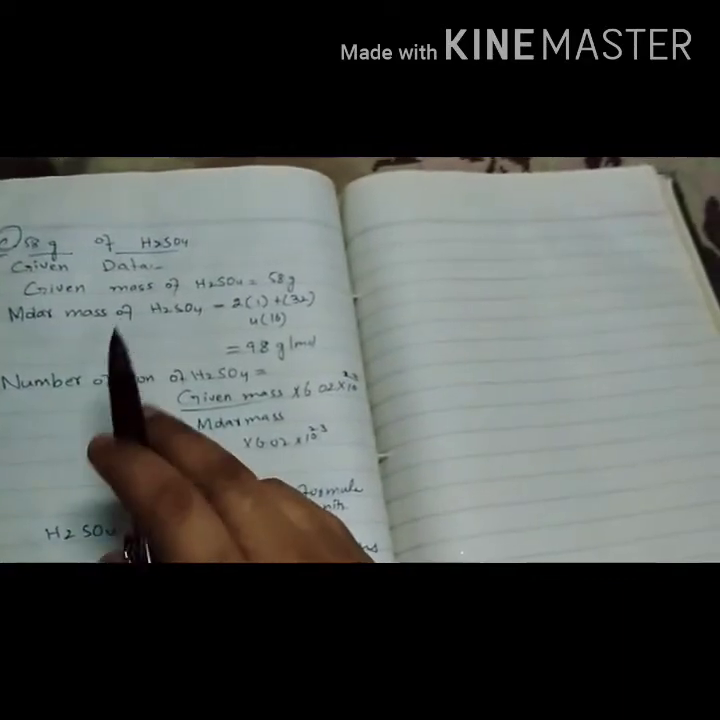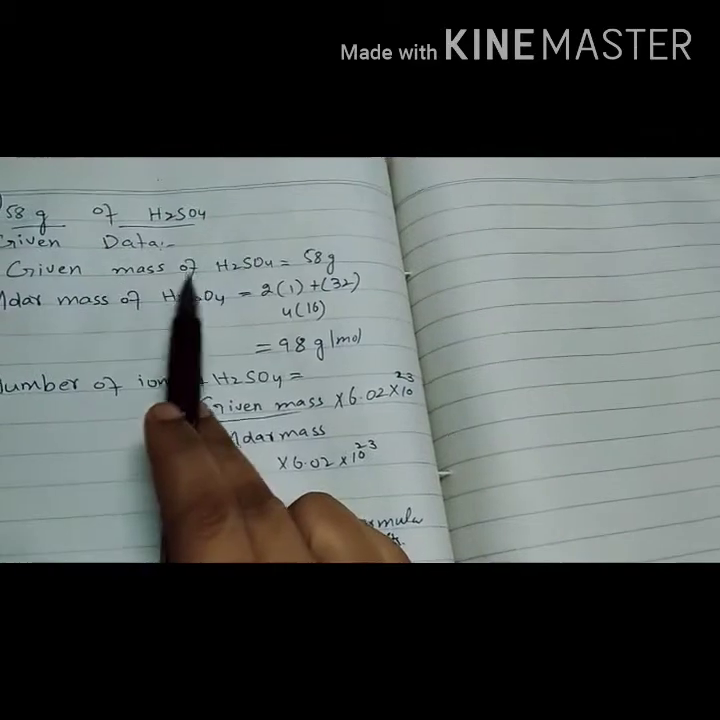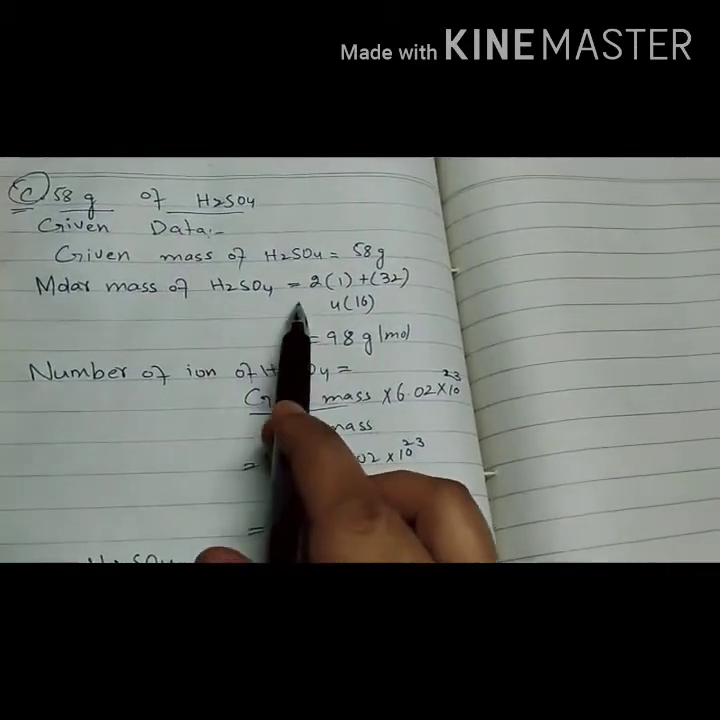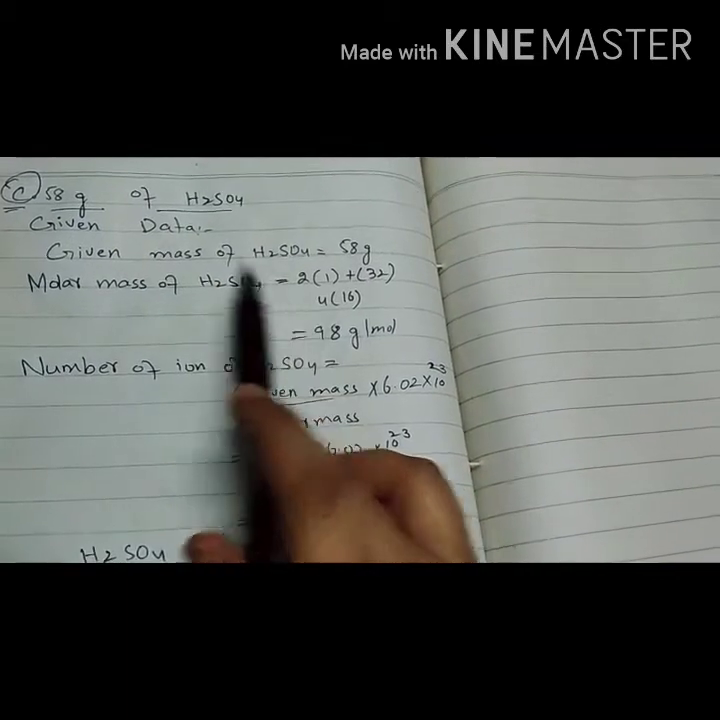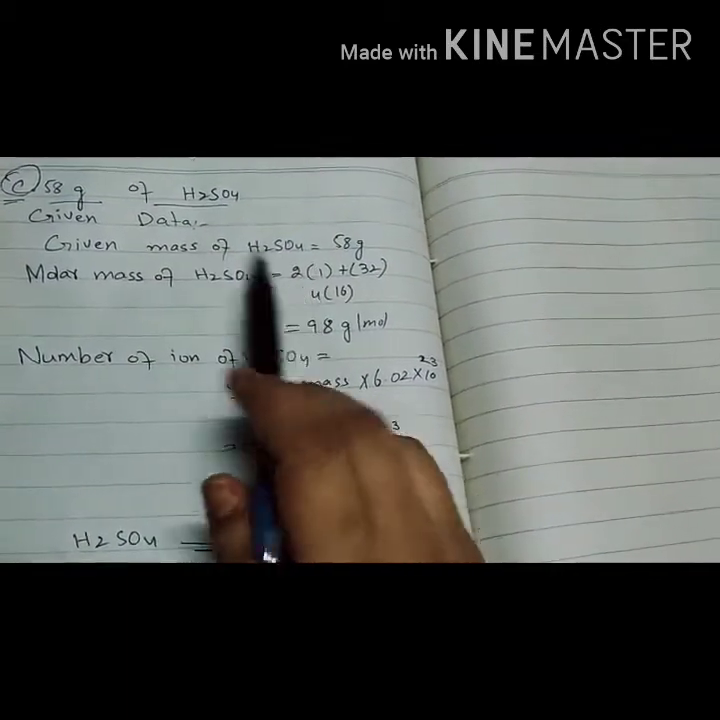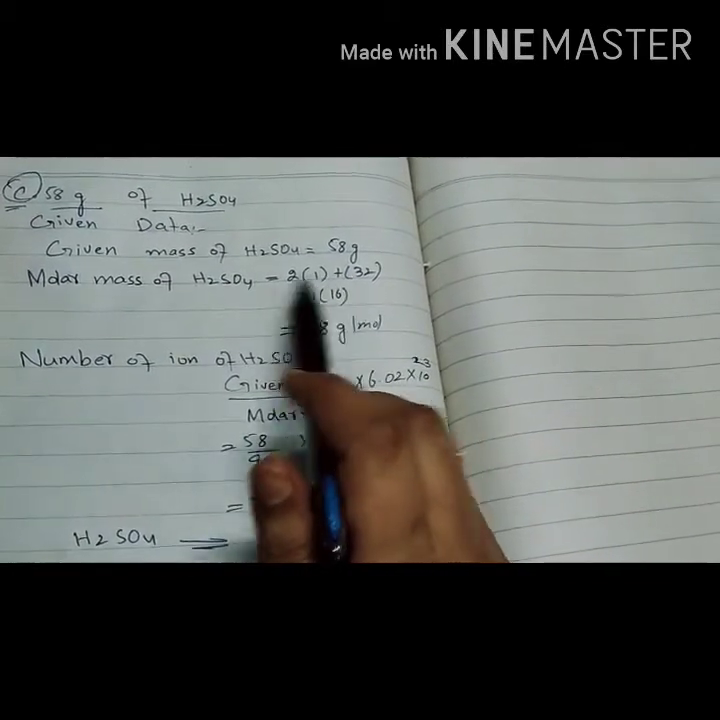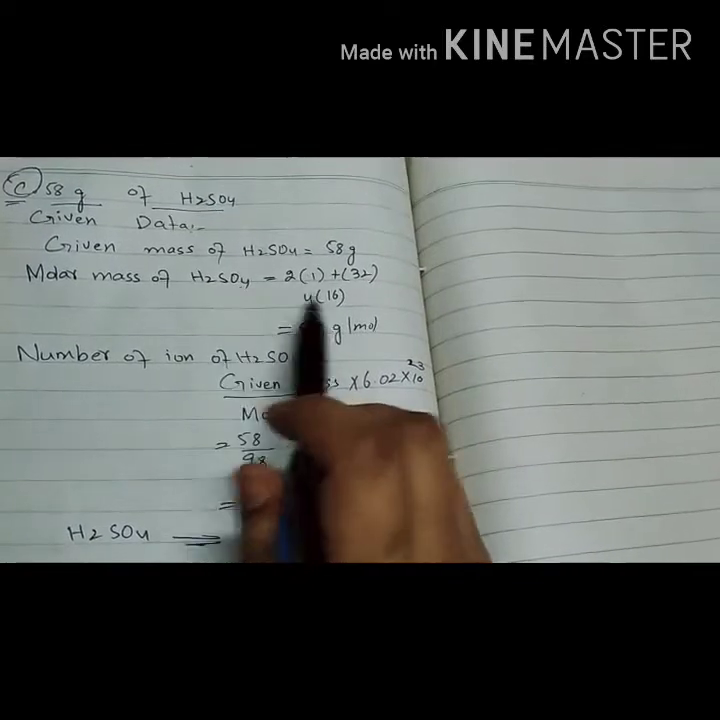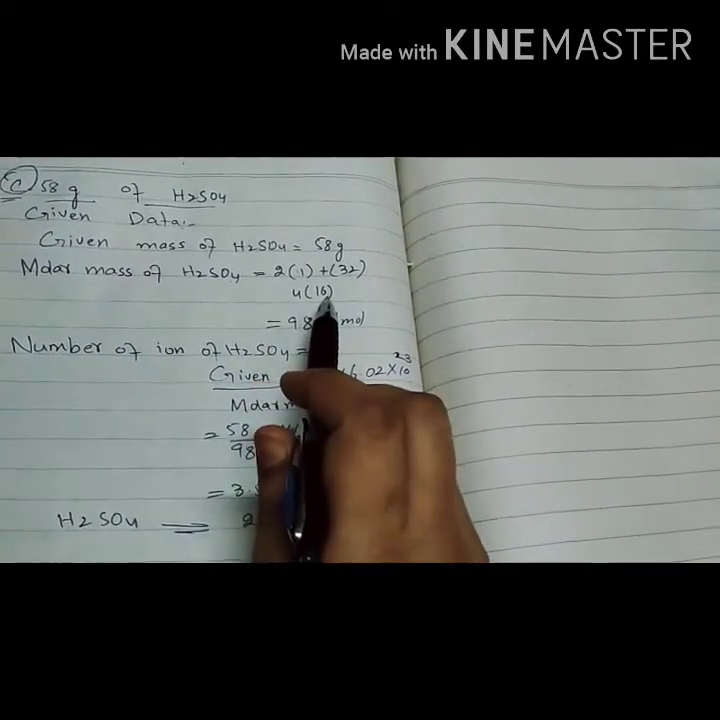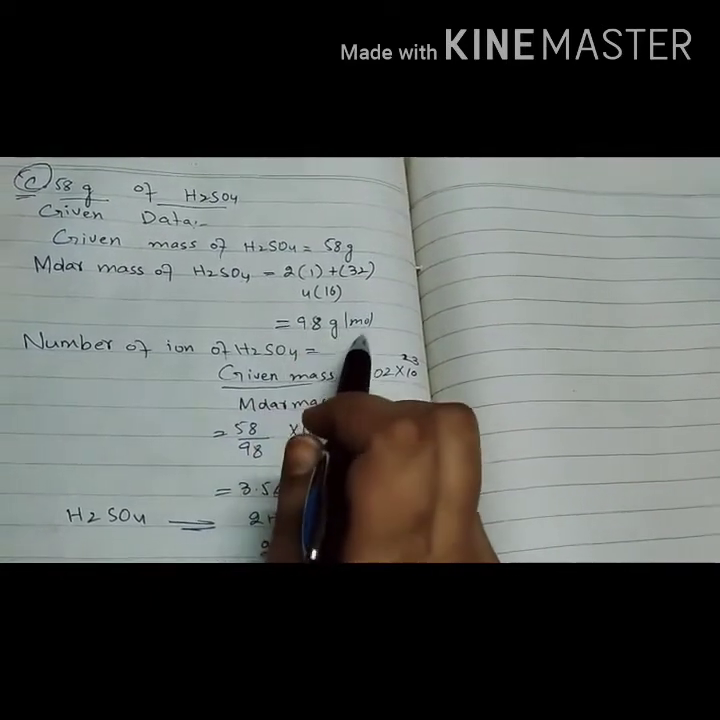find out the number of ions, 58 gram of sulfuric acid. So given mass of sulfuric acid is 58 gram and molar mass of sulfuric acid is 2 into 1. Hydrogen has 2 and number of hydrogen atom is 2, and atomic mass of hydrogen is 1. Similarly, sulfur has 32 and oxygen has 4 number, and we will multiply it with atomic mass of oxygen, and it will be equal to 98 gram per mole.